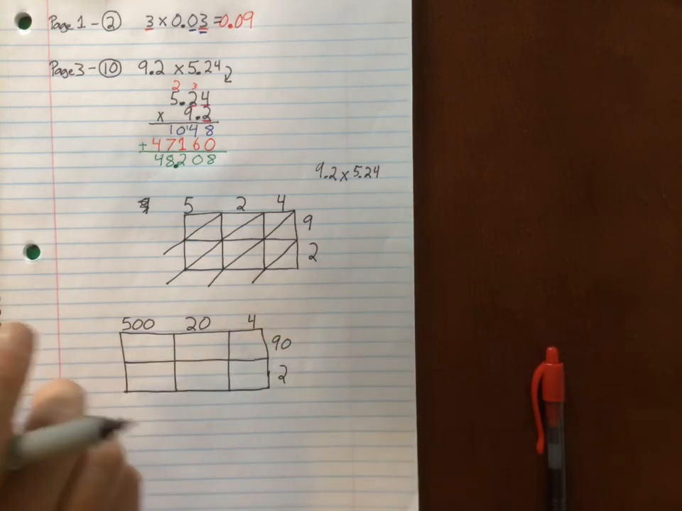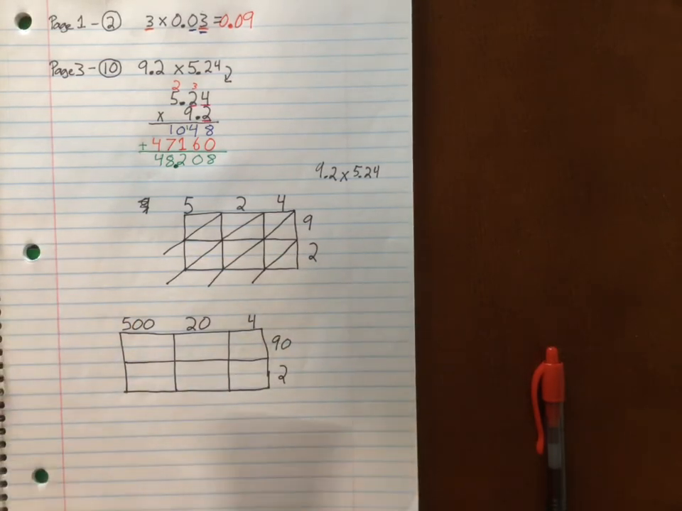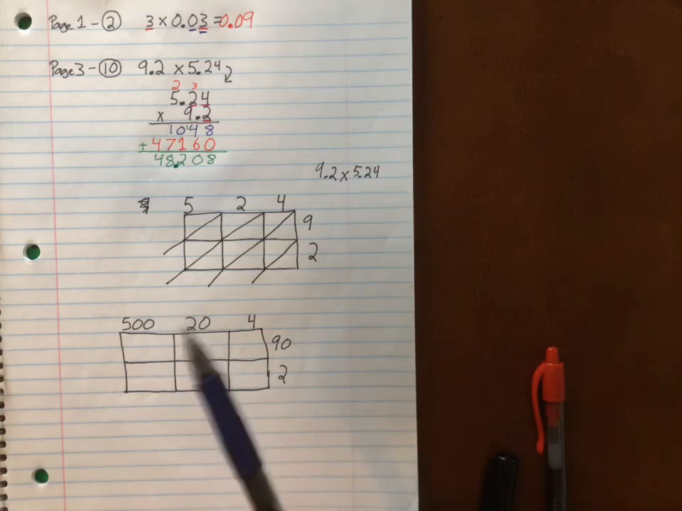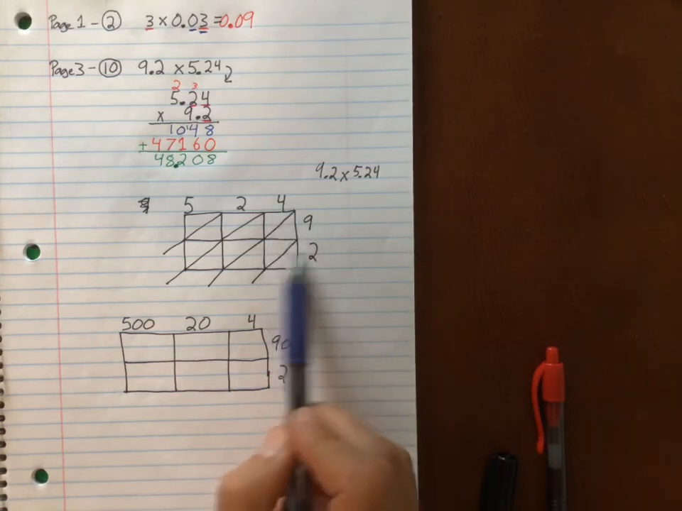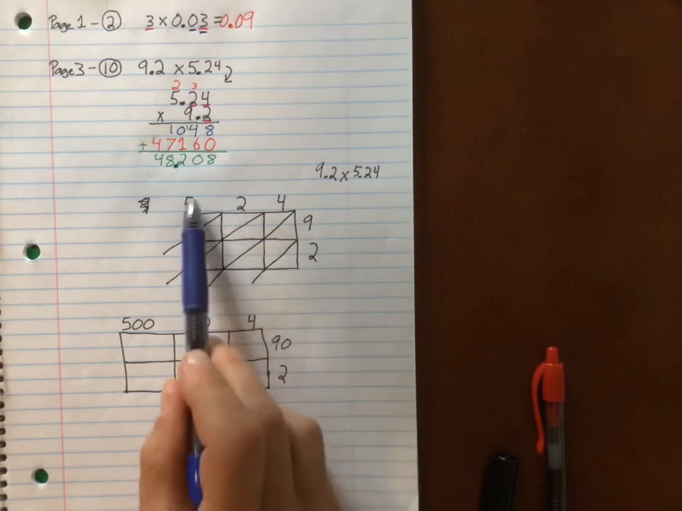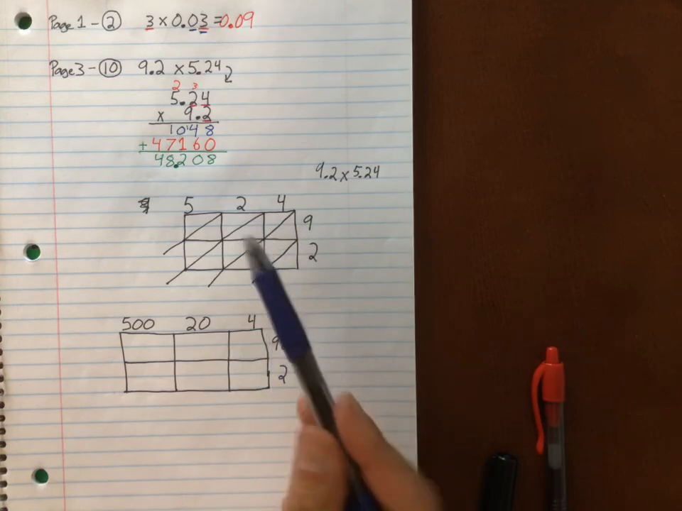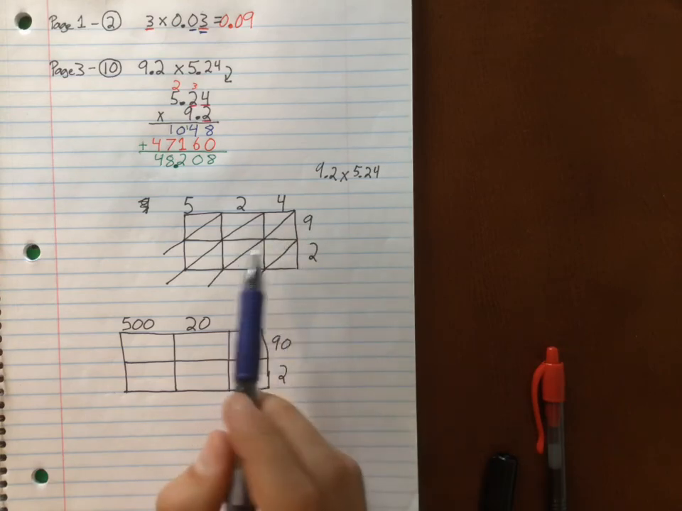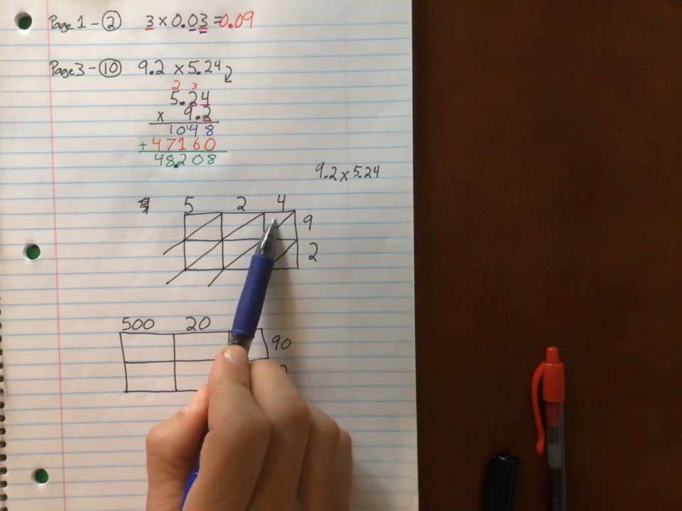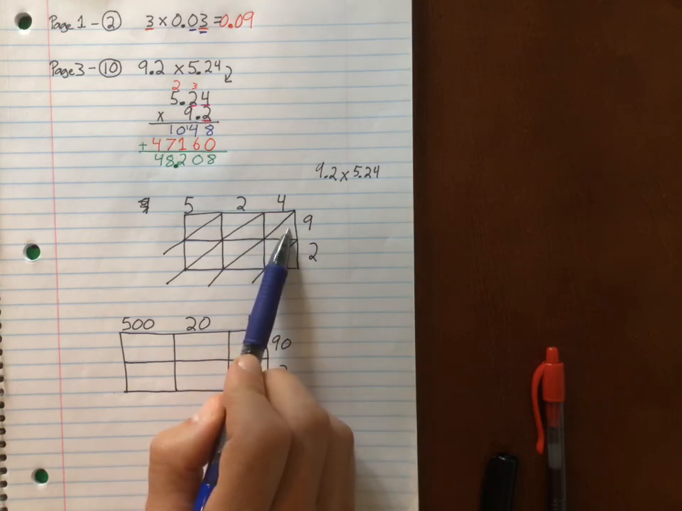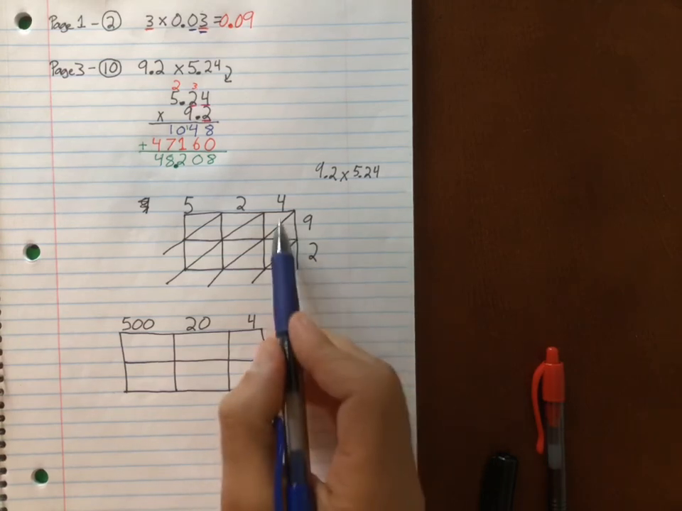I'm also using a Sharpie so that it can show up clearly on the screen. I always recommend using a pencil. The next step for lattice models is to go through and multiply the numbers as if you were multiplying them on a grid or an area model. The only trick is you're going to put the number from the tens place on top of the diagonal and the ones place on the bottom. So I think that'll make more sense as we go along here.